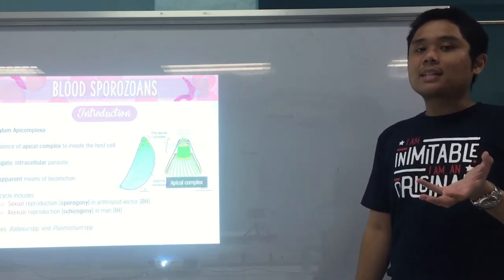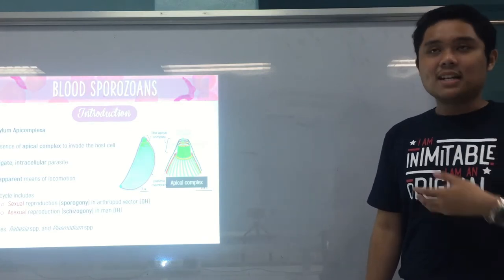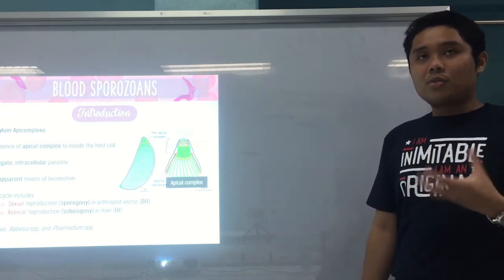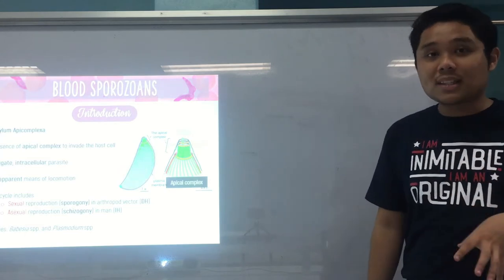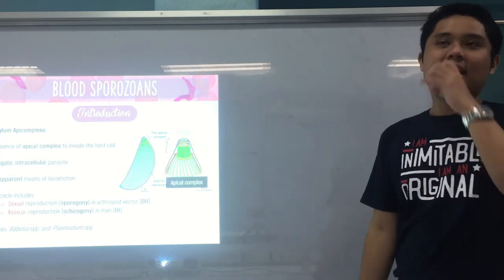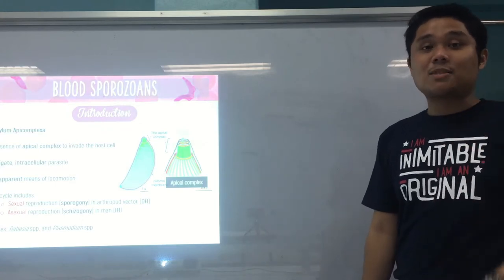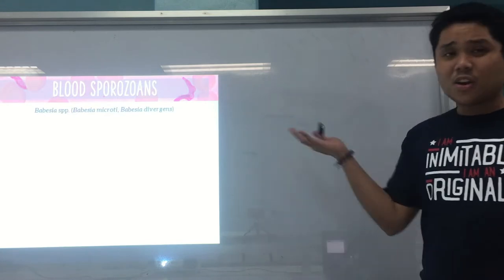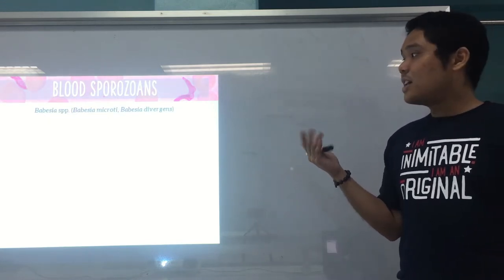For phylum Apicomplexa, included here are, of course, your coccidians, like Cyclospora, Cryptosporidium, and so on. But we'll focus more on the blood sporozoans because they produce sporozoites, that's why sporozoans: your Babesia and Plasmodium. We'll start first with your Babesia species. You have two species, Babesia microti and Babesia divergens.